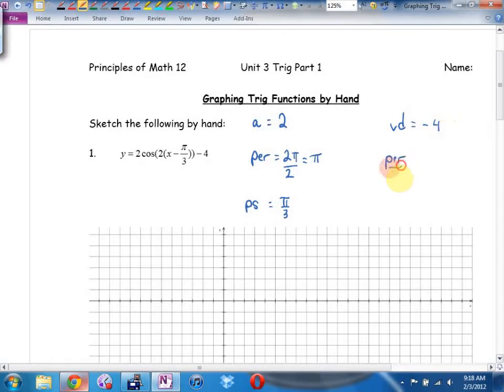Now, amplitude, horizontal or vertical? Vertical. Period, horizontal or vertical? Horizontal, right? Phase shift, horizontal or vertical? Vertical displacement, horizontal or vertical? Okay. Period divided by 4, horizontal.